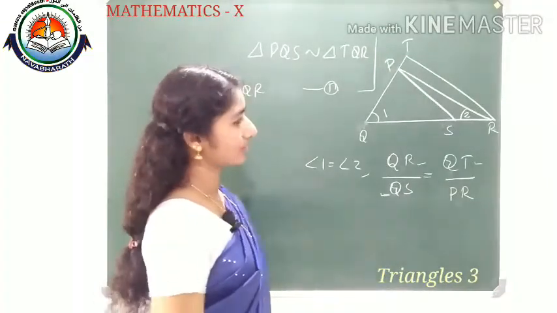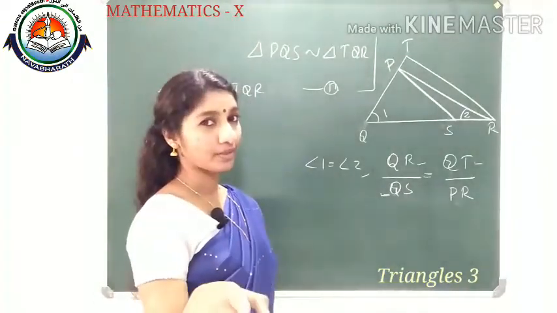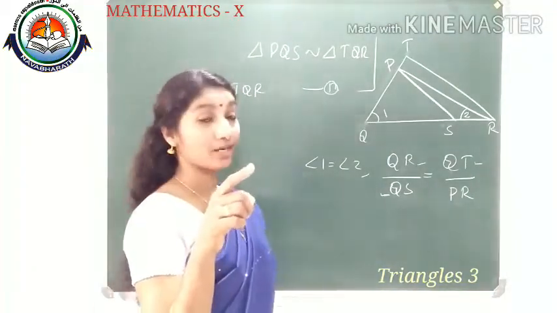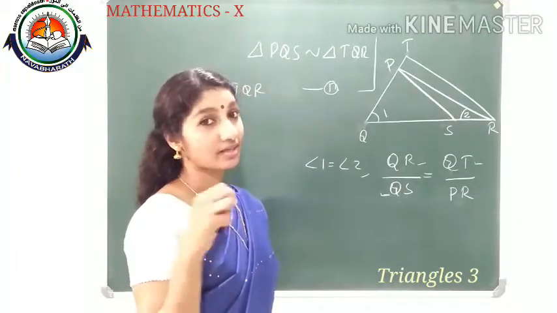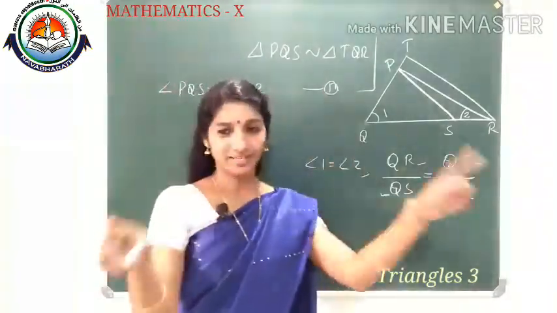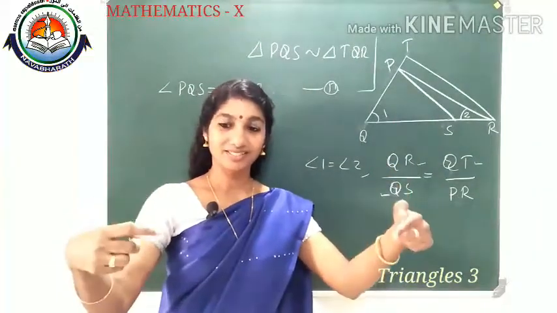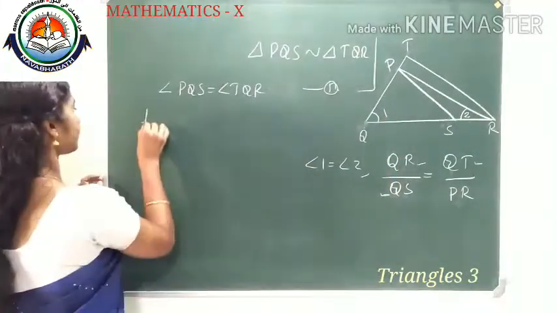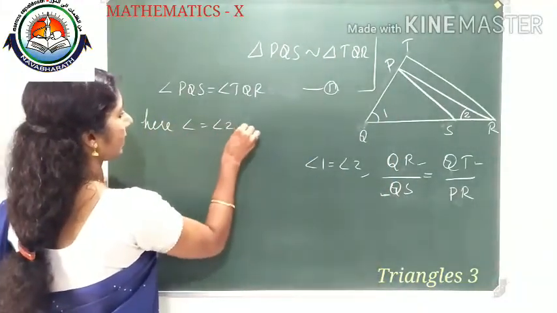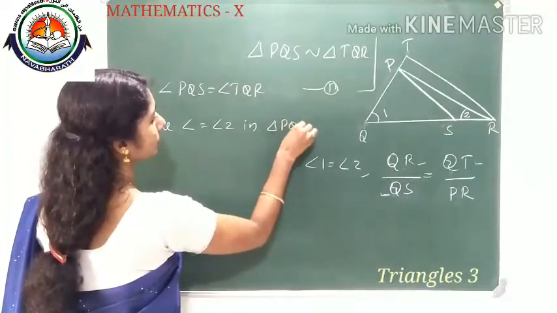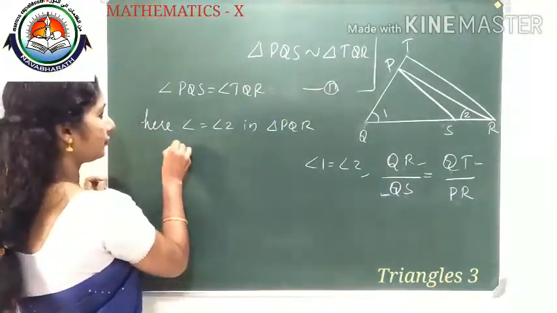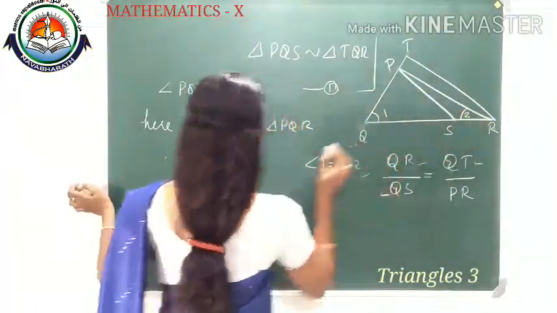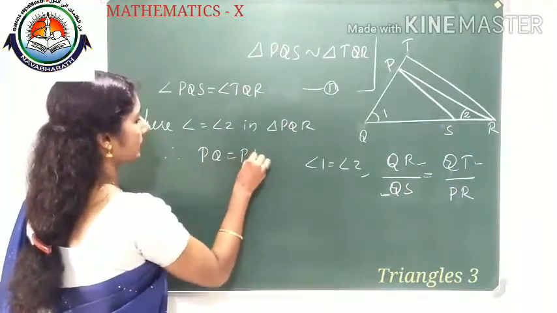See the triangle PQR. In the triangle PQR, angle Q and angle R are equal. So you can say triangle PQR is an isosceles triangle, and in an isosceles triangle, two angles being equal means their opposite sides are equal. So what you can say here, angle 1 equal to angle 2 in triangle PQR. Therefore you can write, see PQR, PQ is equal to PR.